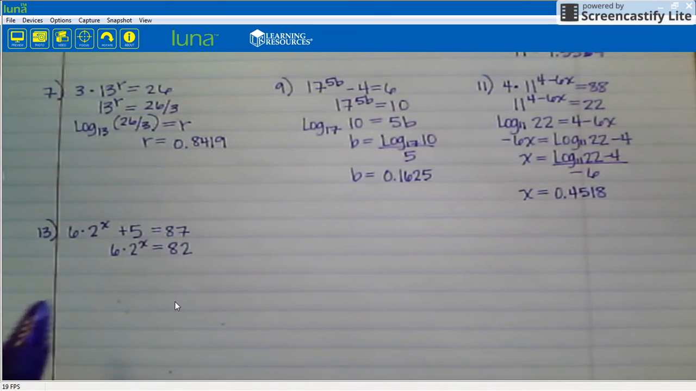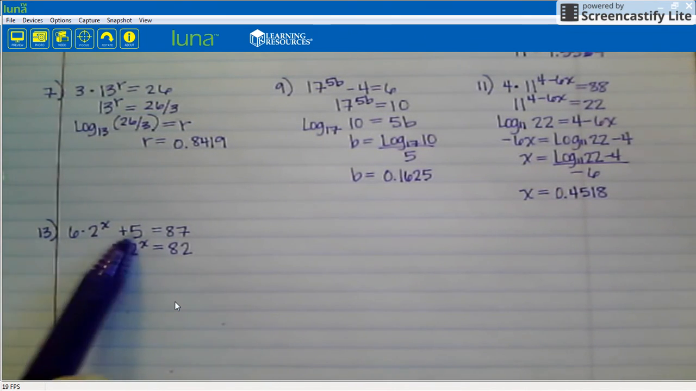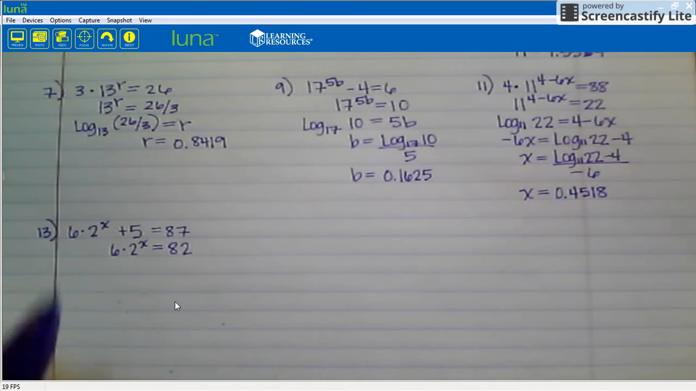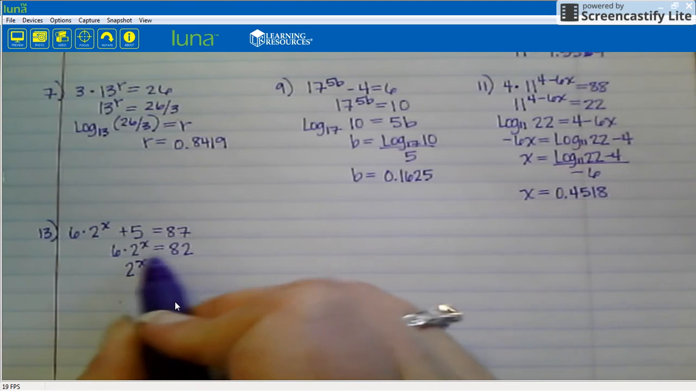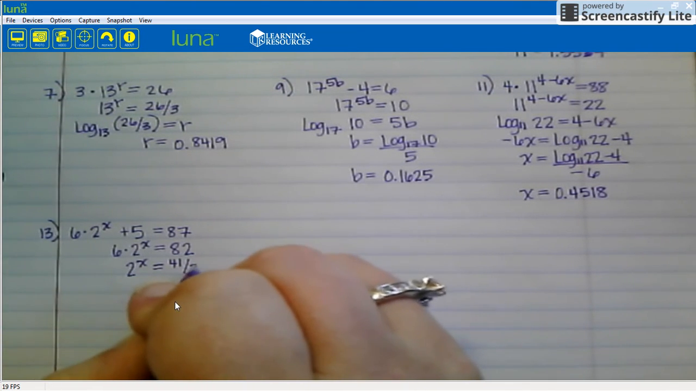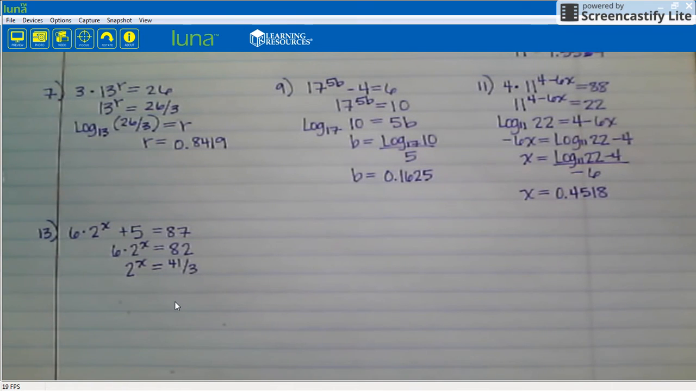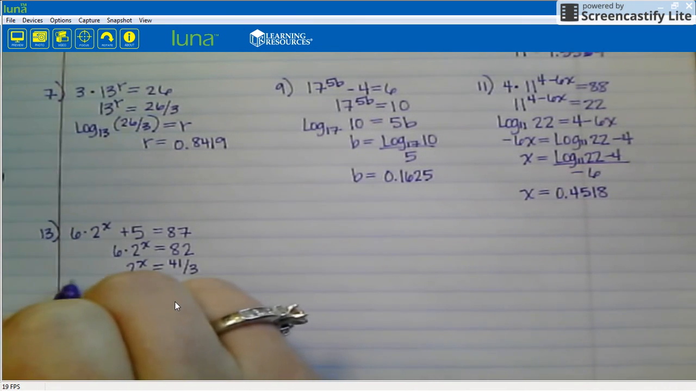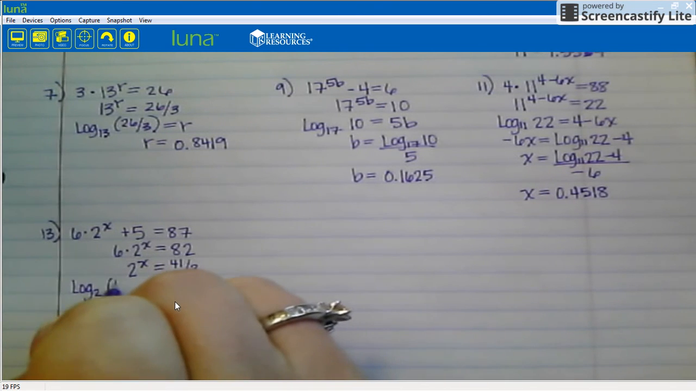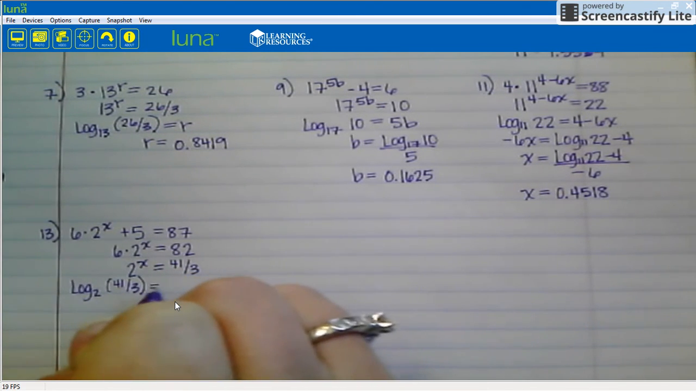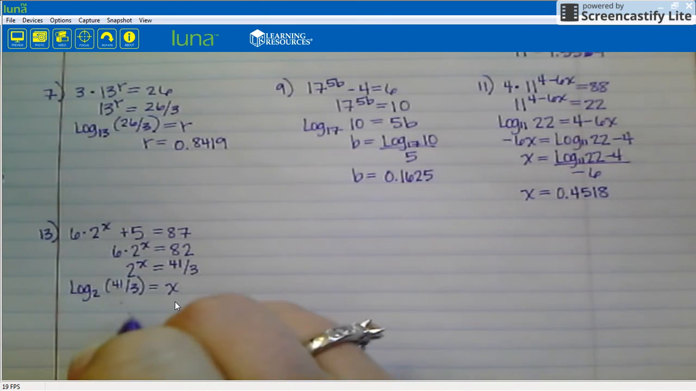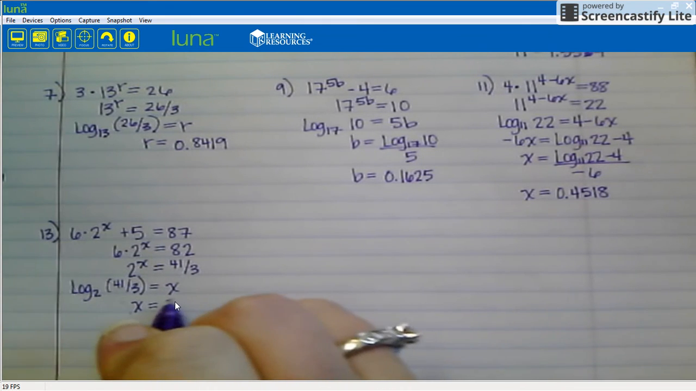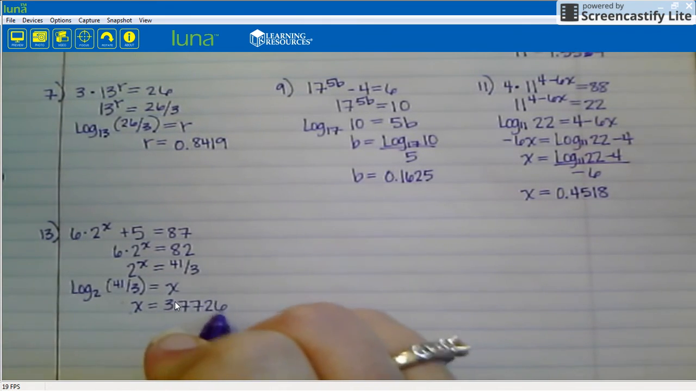Now it's very important that you understand you cannot divide by the 6 before you subtract the 5. It won't work. And then once I'm here, I'm going to divide both sides by 6. So this is going to give me 2 to the power of x is equal to 82 over 6, which becomes 41 over 3 when I reduce it down a little bit. So once I'm here, I rewrite as a logarithm, just like before. Log base 2 of 41 over 3 is equal to x, and I let my calculator do all of the fancy legwork, and we end up with x is equal to 3.7726.